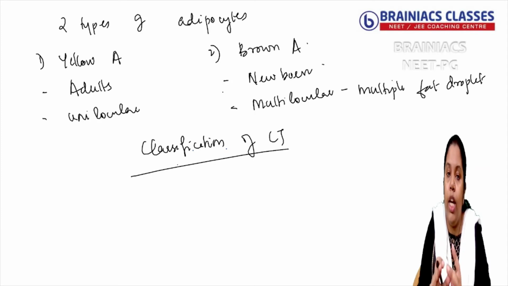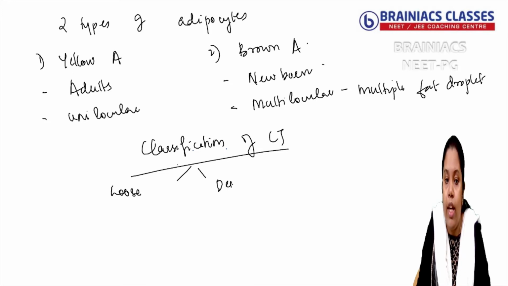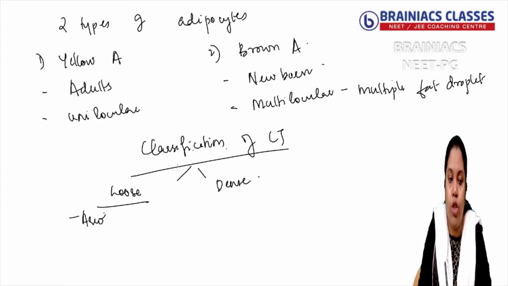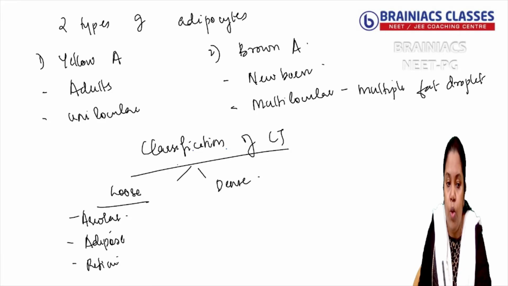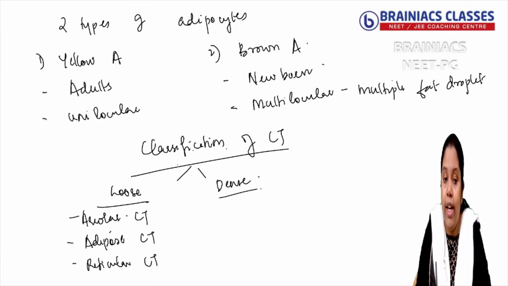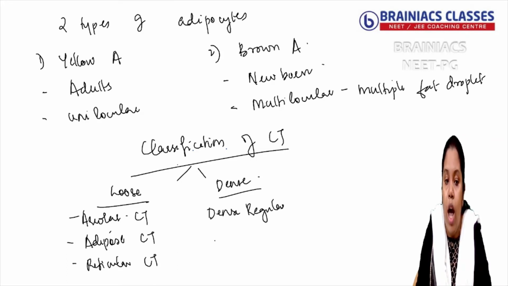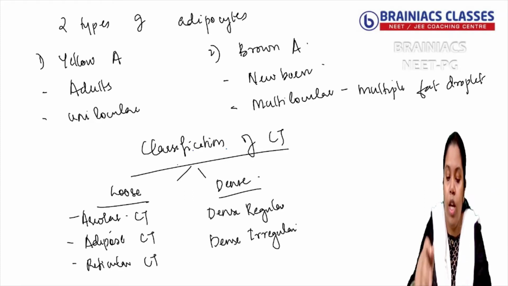The connective tissues are divided into loose connective tissue and dense connective tissue. Loose connective tissue means the fibers are arranged in a loose manner. That includes areolar connective tissue, adipose connective tissue, and reticular connective tissue. Whereas dense connective tissues are seen in dense regular connective tissue and dense irregular connective tissue.